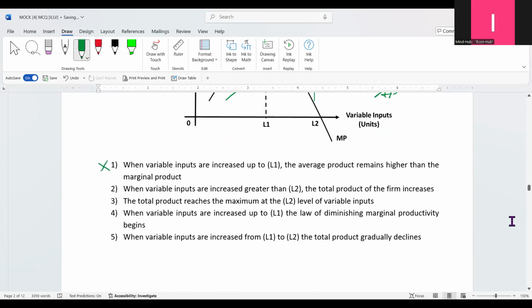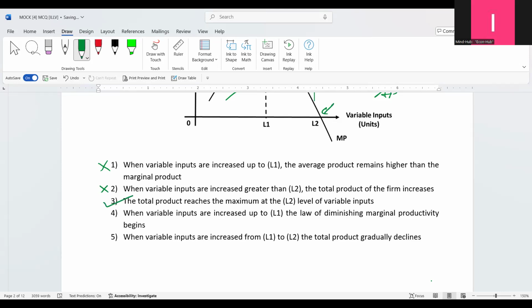When the variable inputs are increased greater than L2, total product of the firm increases. Total product of the firm actually starts to decrease if you go beyond L2 because MP becomes negative. That's wrong. The total product reaches the maximum at L2. Yes, at L2 marginal product is 0. That means the total product curve has peaked, the highest point.